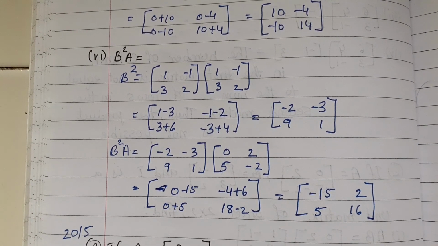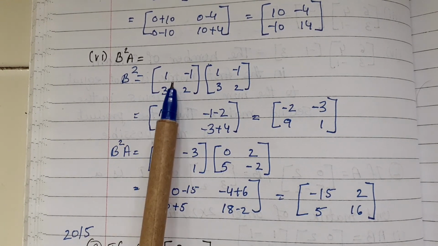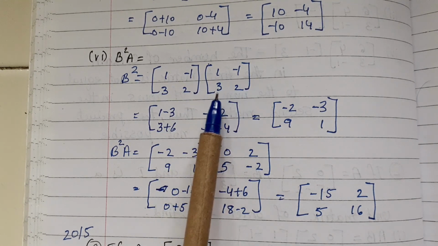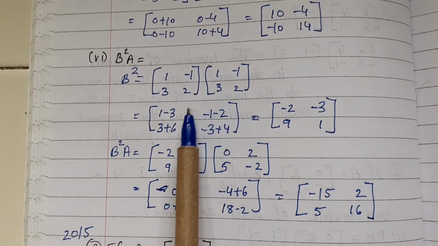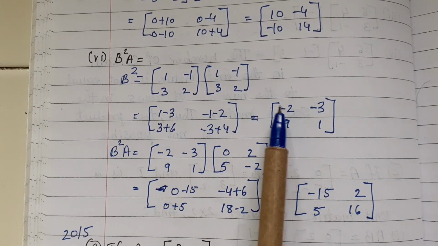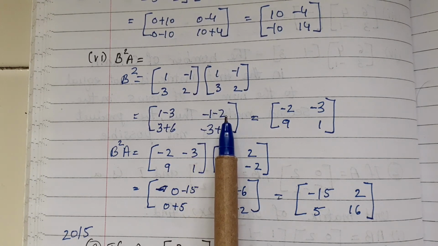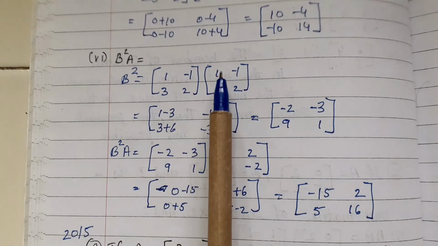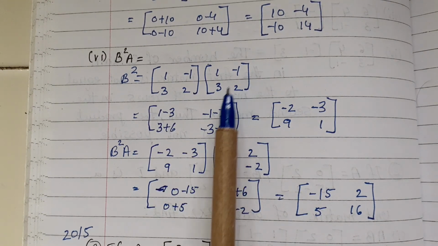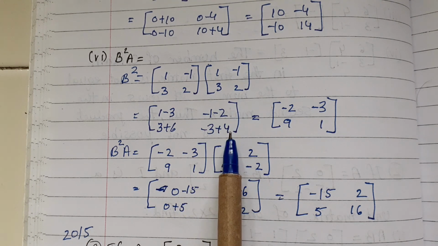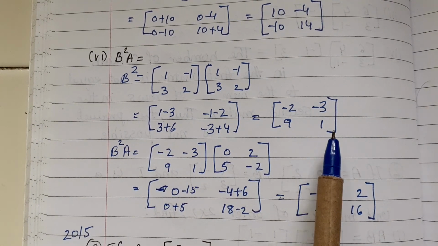Sixth part, B square A. First we will find B square, B into B, and then we will multiply by A. B square is [1 -1; 3 2] times [1 -1; 3 2], and now we will multiply these two matrices. 1 into 1, 1, 1 into minus 3, minus 3, 1 minus 3, minus 2, 1 into minus 1, minus 1, minus 1 into 2, minus 2, minus 1 minus 2, minus 3, 3 into 1, 3, 3 2s are 6, 3 plus 6, 9, 3 into minus 1, minus 3, 2 into 2, 4, minus 3 plus 4, 1. B square equal to [-2 -3; 9 1].